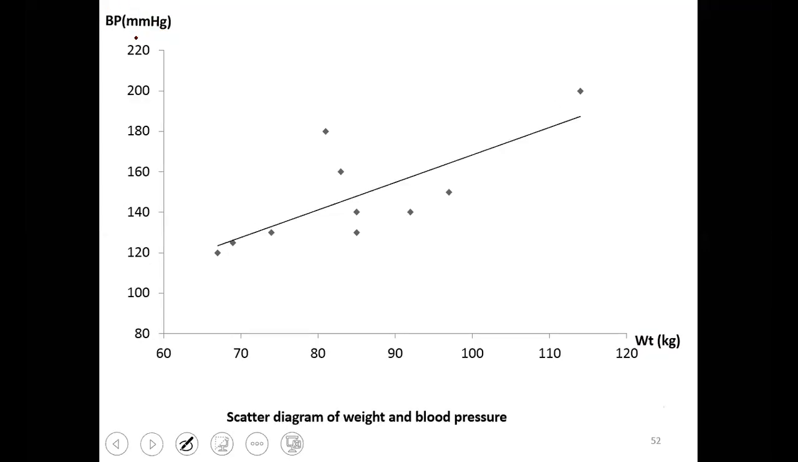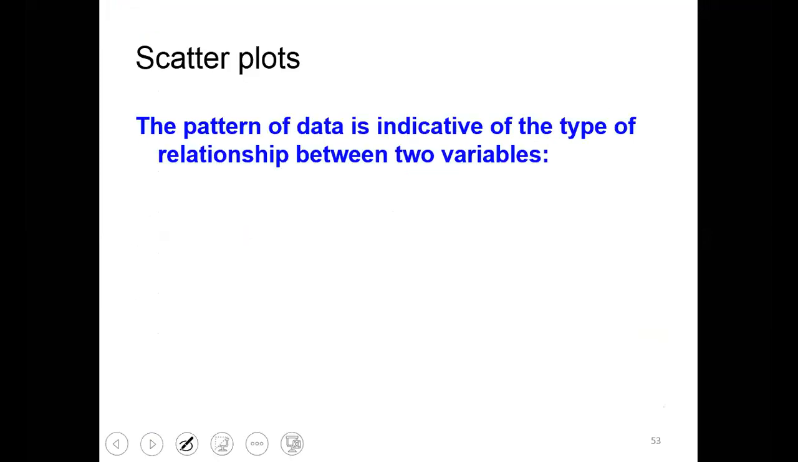Right. Now, if you look at this line, let's say I have drawn a predicted line. It is already there in the scatter plot, the pattern of the data, which will indicate how these relationships are. For example, here also we can find out the correlation. Here also we can find out the correlation.